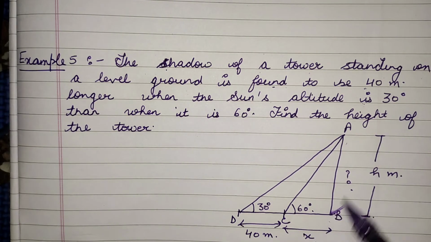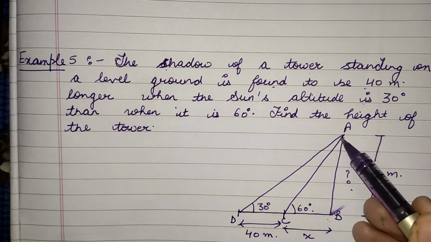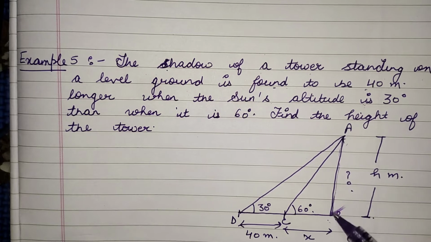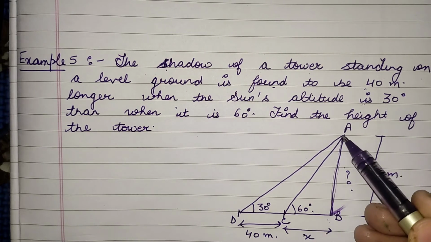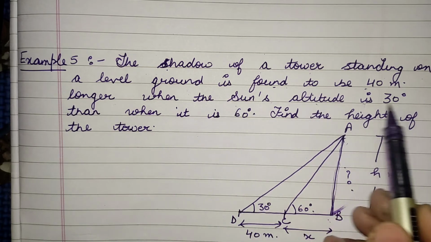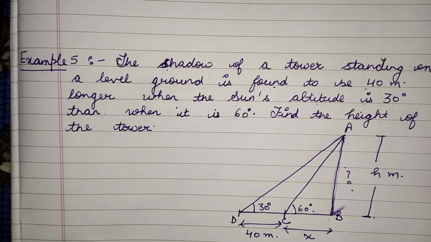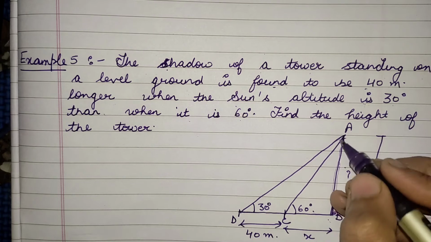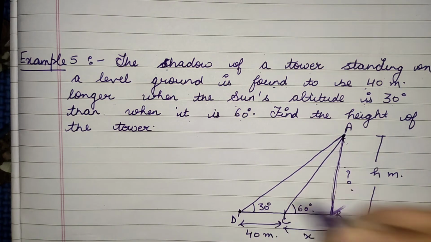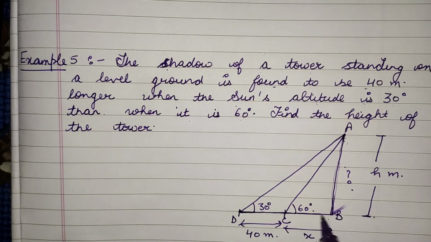So this time the question is talking about the shadow of a tower. Suppose this is my tower AB, and the shadow is 40 meter longer when the sun's altitude is 30 degree than when it is 60 degree. So what does it say? Shadow will be formed at the bottom. If the shadow is forming here, then it is 40 meter greater than the shadow which is formed when the angle given is equal to 60 degree.